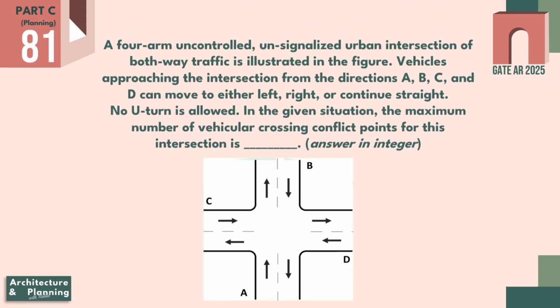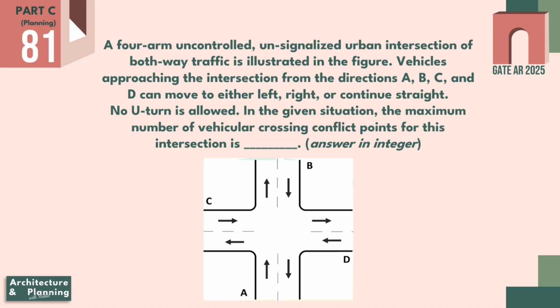A 4-arm uncontrolled unsignalized urban intersection of both-way traffic is illustrated in the figure. Vehicles approaching the intersection from the directions A, B, C and D can move to either left, right or continue straight, but no U-turn is allowed. In the given situation, the maximum number of vehicular crossing conflict points for this intersection is.